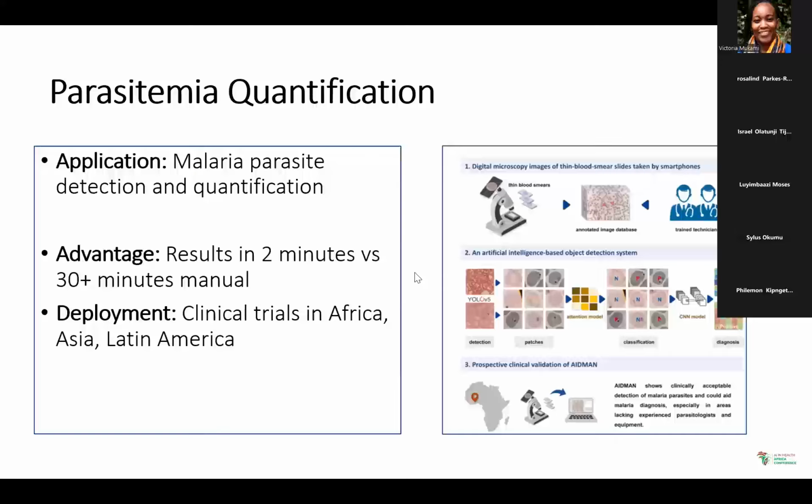So this is really, really important, but it's difficult for people to do. Microscopes are big and clumsy, and it's a dying art, how to do microscopy. So it's really important that we crack this. So this shows you the attention and the convolutional neural network model that was used. And they've done a prospective validation of this tool.